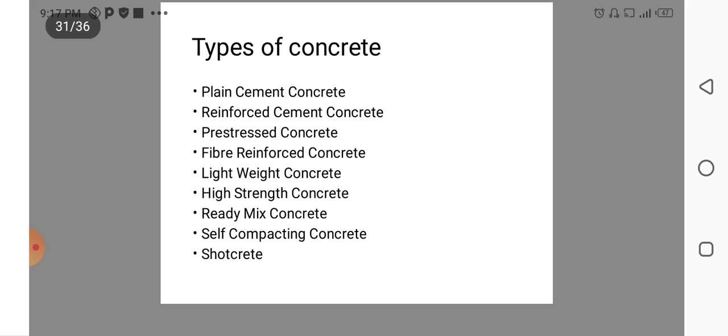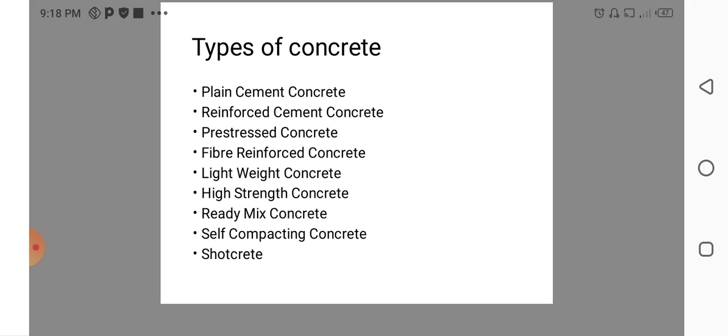Types of concrete. Plain cement concrete: if we are using cement, sand and aggregate, then it is said to be plain cement concrete. If steel bars, or reinforcement bars, are added to the cement, sand and aggregate, then it is said to be reinforced cement concrete.